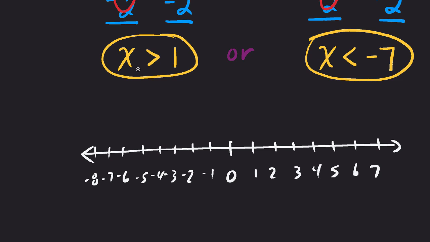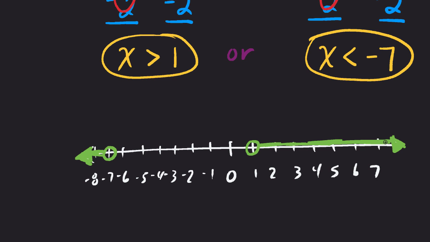So what I'm looking for now is answers that are larger than 1. Larger than 1, not equal to, so it's going to be an open circle. And larger than 1 would be all these over this direction, so we've got this whole thing filled in. And everything that's less than negative 7. So here's negative 7, less than it would go this way. And there would be our solutions then, everything that way and everything that way.